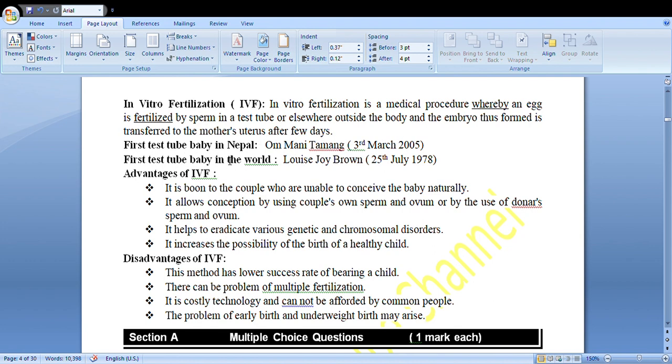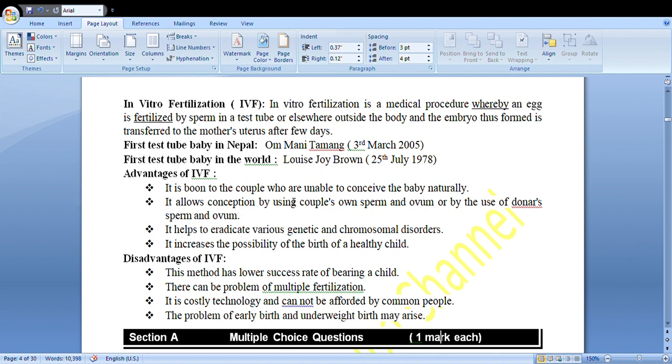The first test tube baby produced in Nepal is Om Mori Tamang. It was produced on 3rd March 2005. The first test tube baby produced in the world is Louise Joy Brown, on 25th July 1978. Advantages of IVF.